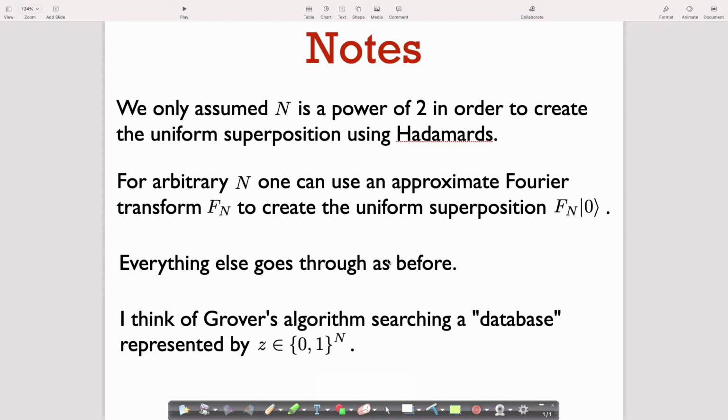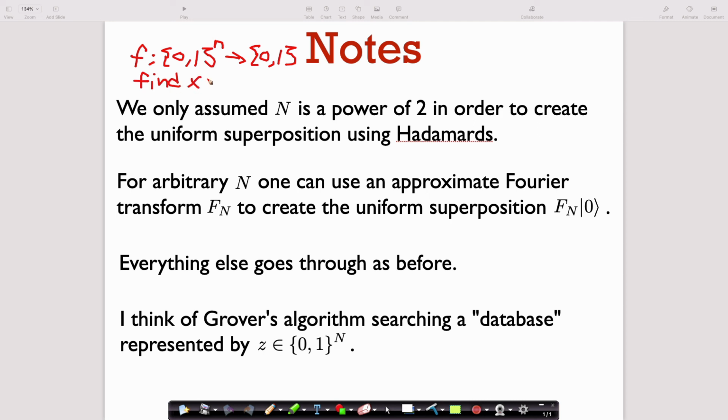Okay, so just a couple of notes about Grover's algorithm. Here we considered the case where the input was a function f from 0,1 to the n to 0,1. And we wanted to find the x such that f of x was equal to 1, promised that there is exactly one x for which this is the case.